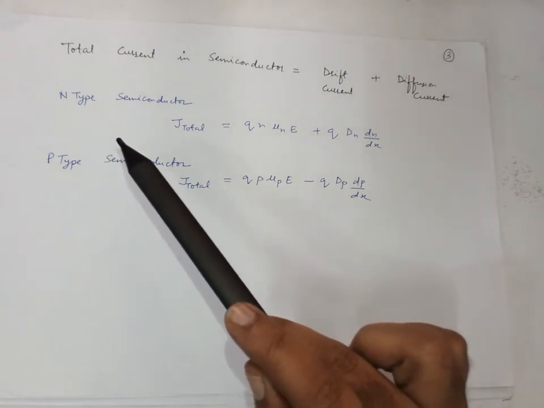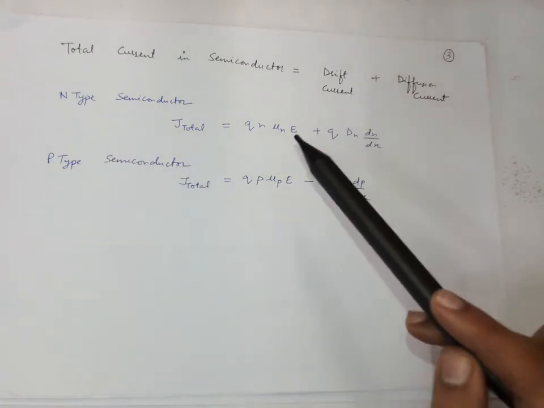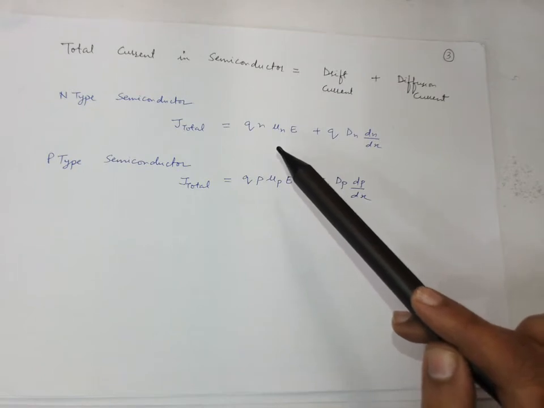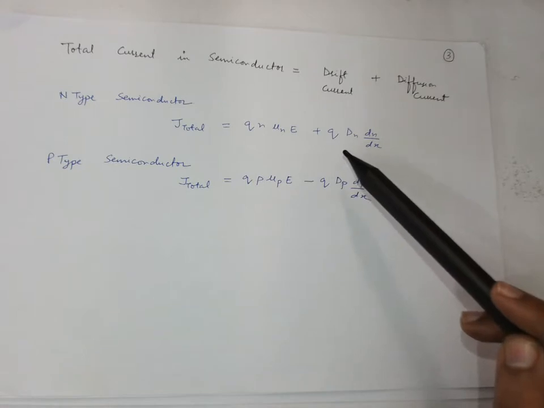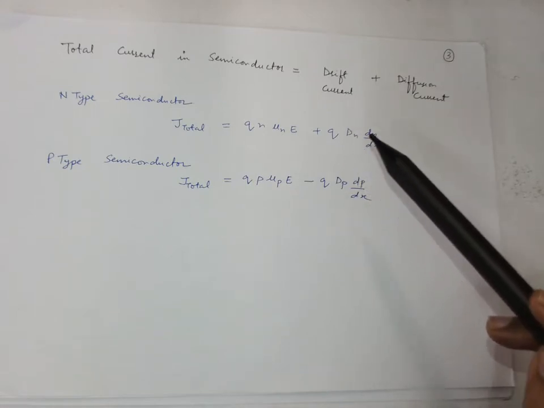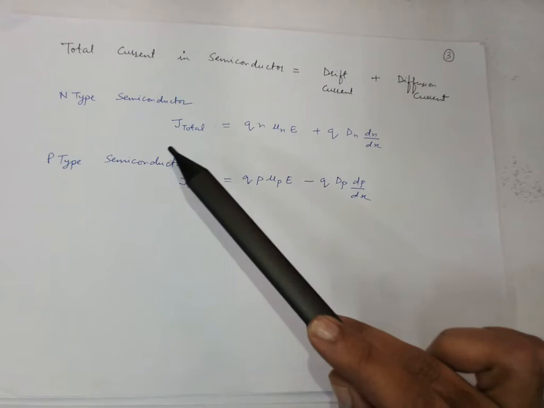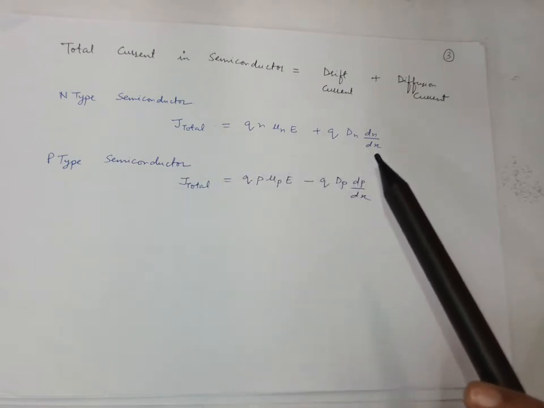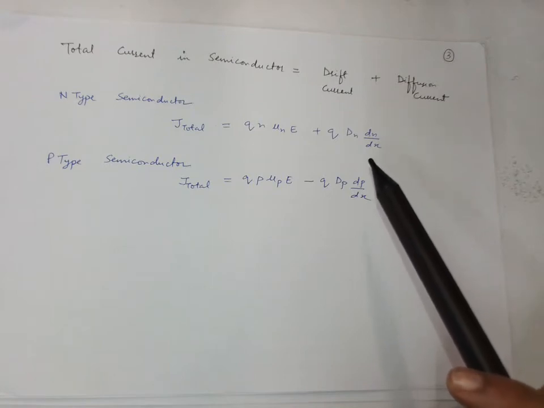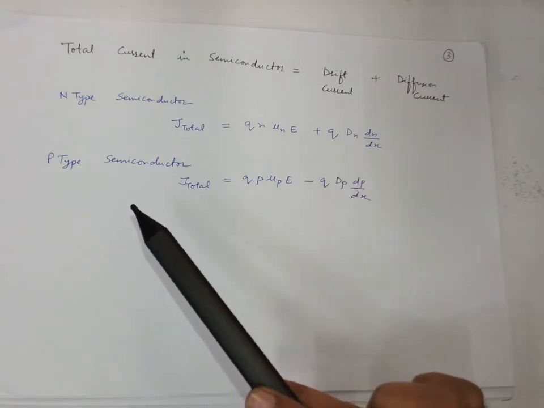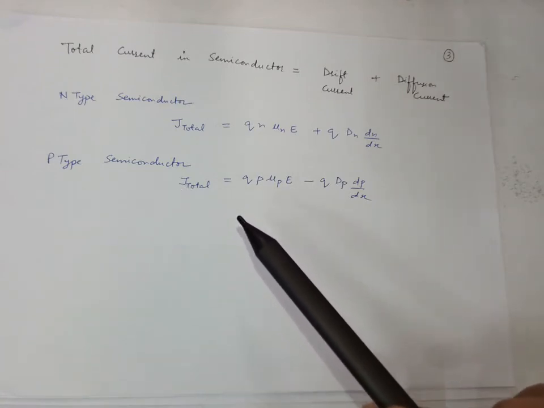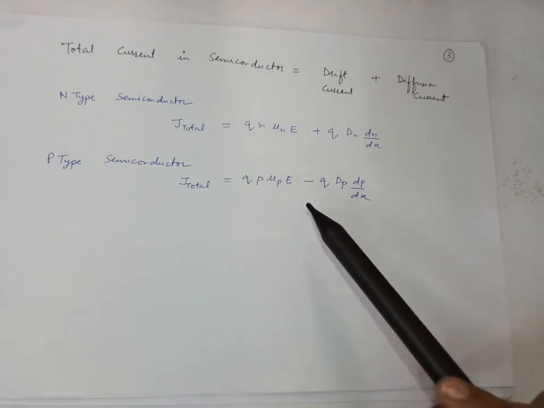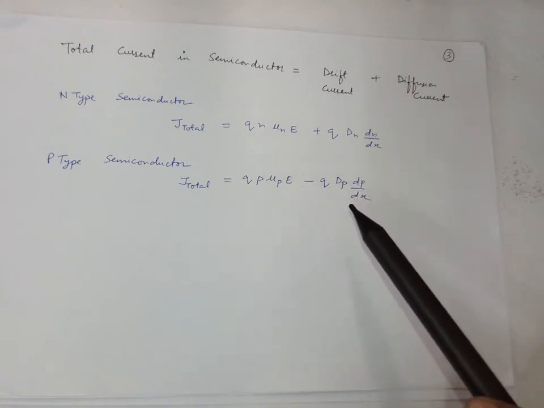So let's take one by one. Suppose I am talking about an N-type semiconductor. I have to take the value for drift current, that is q n μn E, plus the expression I have given you, that is q Dn dn/dx. This will give me the total current density obtained in an N-type semiconductor. Similarly, for a p-type semiconductor, the total current density will be given by q p μp E minus q Dp dp/dx.